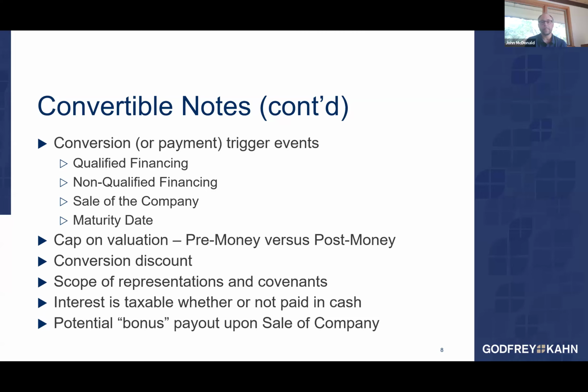And sometimes we do see in a note, I'd say more than we see in a safe, a kind of bonus payout on that greater of construct upon a sale. So it's not only interest plus principal, but it might be interest plus 1.5 times principal or 2 times principal, which makes the threshold to decide that you want to convert to stock at that time less likely.